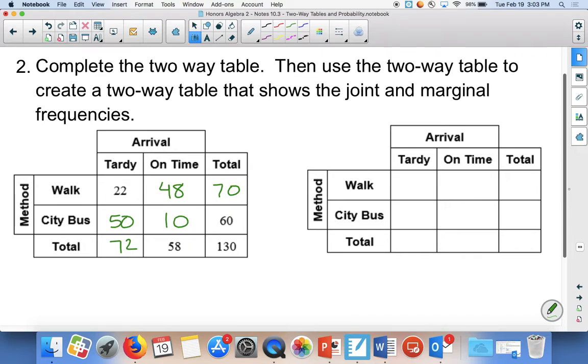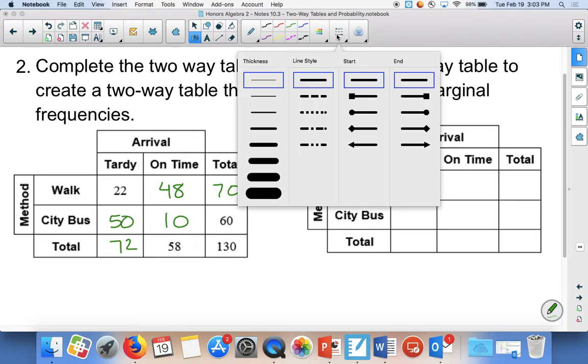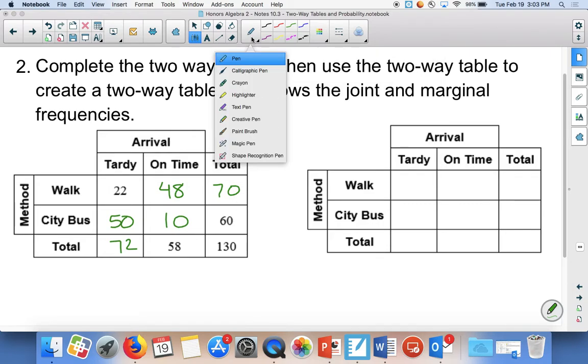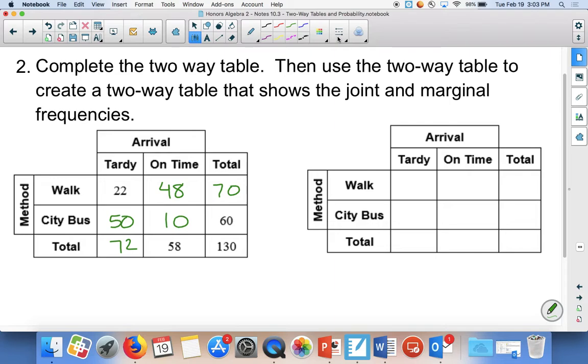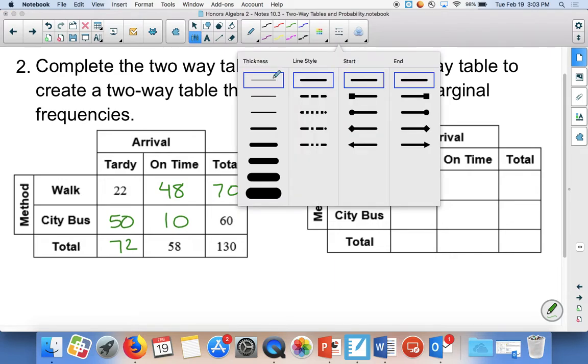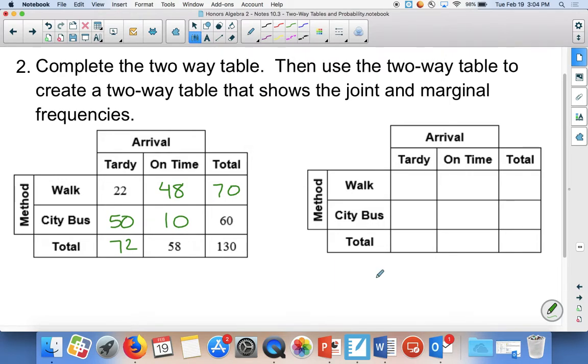Now it's going to get a little messy. Let's see if I can make this smaller. Maybe not. Yeah. All right, we'll try. We'll see how this goes. All right.